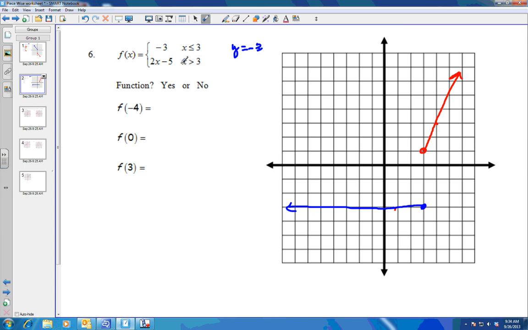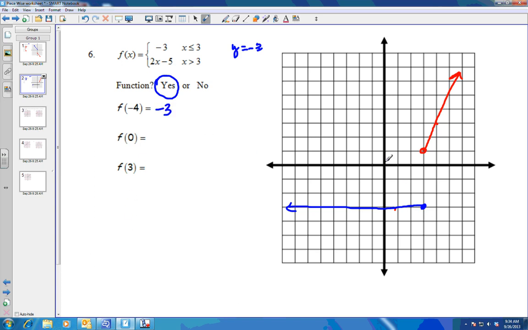All right, so that's what your graph should look like. Is this a function? Yes, this is a function because if I do the vertical line test, it's only going to pass through one point at a time. This is asking for our y values. So when x is negative 4, what is my y value? So 1, 2, 3, 4, my y value is negative 3.